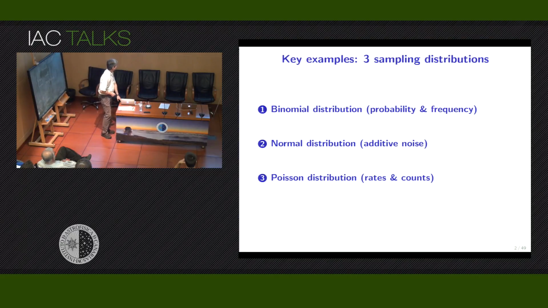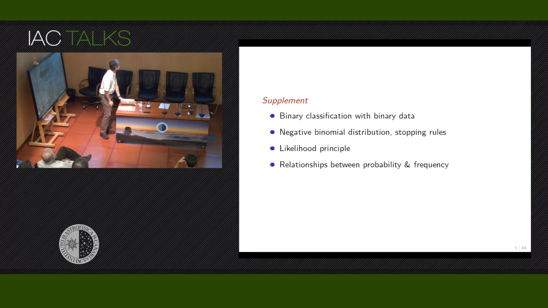So we'll start with the binomial distribution. It's really about the relationship between probabilities of an outcome and how often that outcome arises in a set of trials.